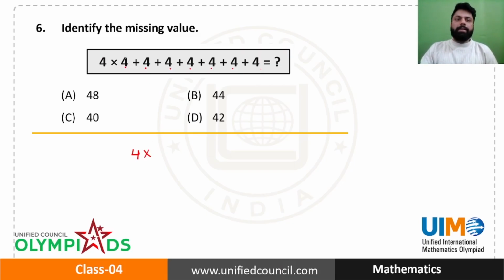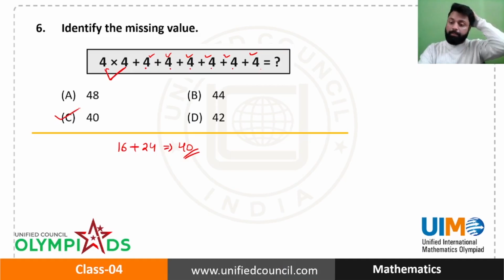4 multiplied by 7 times 4 is 4 plus 4 plus 4, 4 multiplied by 7. So this is 4 multiplied by 4 multiplied by 7. Okay, one second. We need to use the BODMAS rule. First of all, we will solve this value, 16 plus, and then 1, 2, 3, 4, 5, 6 times 4, that is 24. So this is equal to 40. BODMAS rule is really very important.